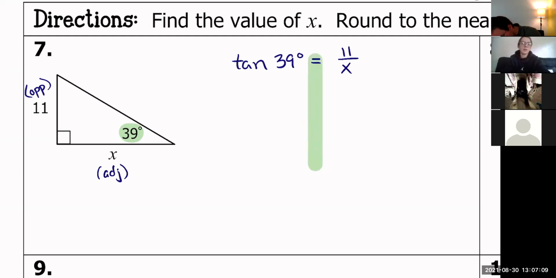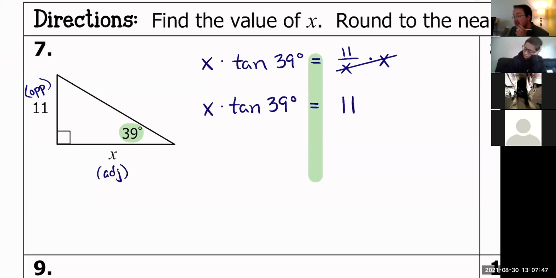Now, those of you who practiced over the weekend from the assignment on Thursday, you might recognize, this is that one where the variable ends up in the denominator, and I have to do kind of a switcheroo of sorts. It's not really a technical term, but that's what it feels like. I want to first get that x out of that denominator. To do that, I'm going to multiply both sides by x. That knocks it out of the denominator on the right-hand side, which leaves me with x times the tangent of 39 degrees equals 11.